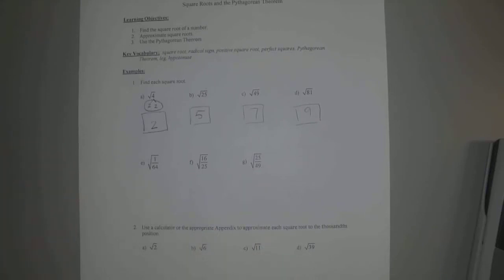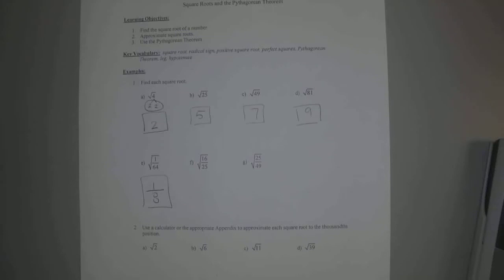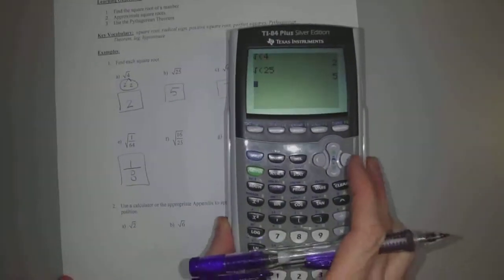Well, we can do it in our calculator, but it's just as easy to do by hand. You just take the square root of the top number, and that will be your answer for the top number. And then you take the square root of the bottom number, and that will be the answer for your bottom number. So what's the square root of 1? 1. And what's the square root of 64? What times itself gets you to 64? 8. So guess what the answer is? 1/8.